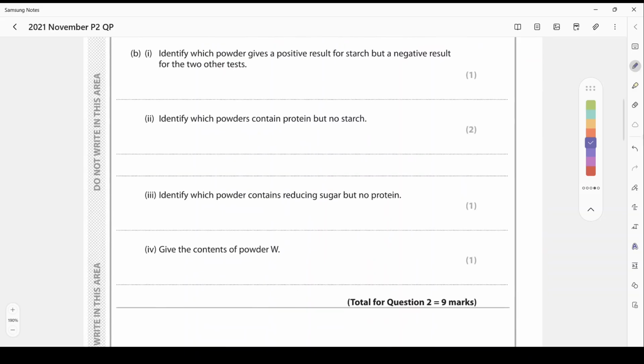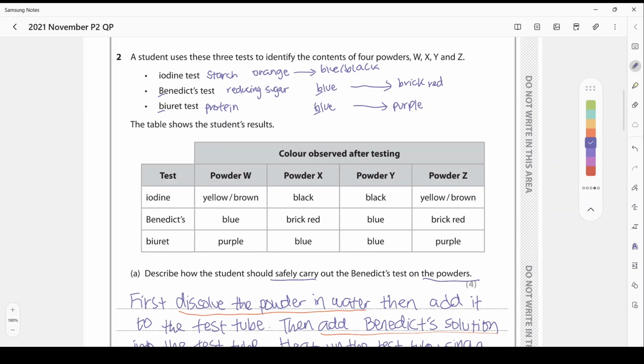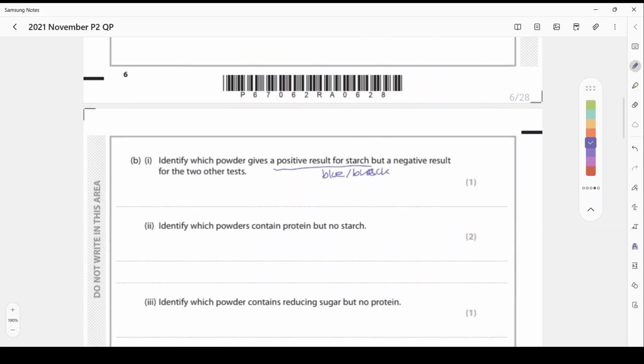Let's move on to B1. It says identify which powder gives a positive result for starch. So that'll be blue, black, but a negative result for the other 2. Okay, let's go back up here. Okay, so according to this table, the only ones that have starch are powder X and powder Y, because they're both blue, black, or in this case, they've written black here. But which one is negative for both? So remember the original color for Benedict's and for Biuret is blue. So here we have blue and blue. So the answer is powder Y.